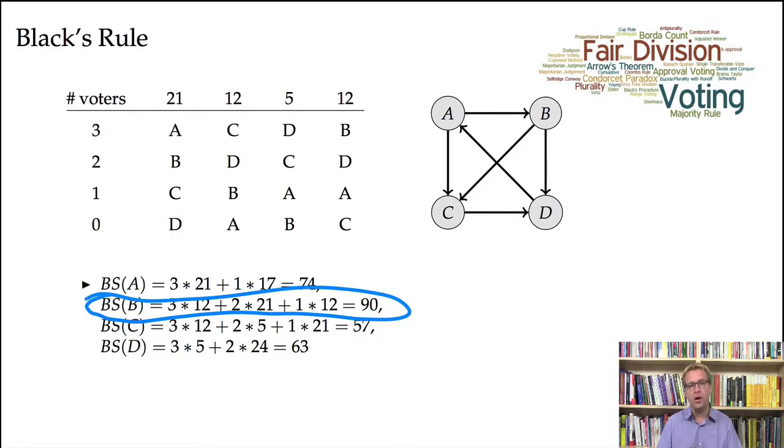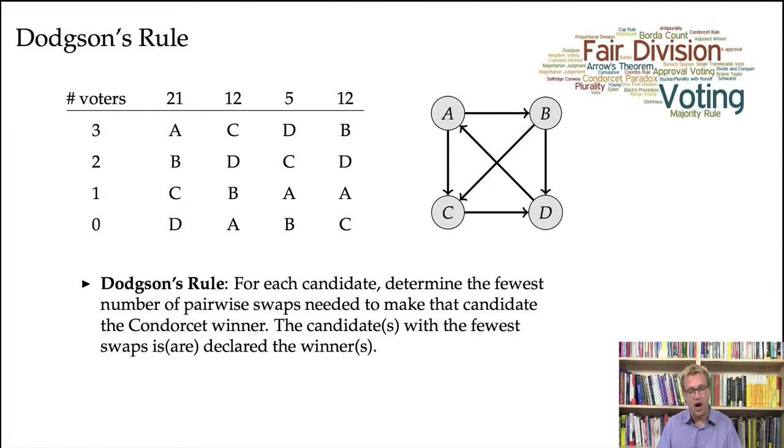Let's look at one more method. This is the so-called Dodgson's rule, named after Charles Dodgson, who many of you probably will know as Lewis Carroll, the author of Alice in Wonderland. Dodgson did some interesting work on voting theory, and his rule asks you to change this election, manipulate the rankings in the election, and do it in such a way that one of the candidates is turned into the Condorcet winner. But Dodgson wants you to have some restrictions on how you're allowed to manipulate the data.